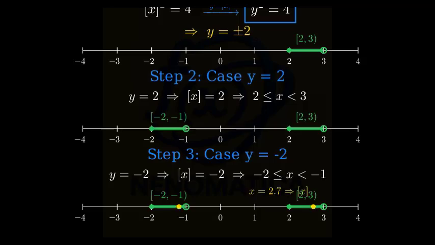If x equals 2.7, then its floor is 2 and the square is 4. If x equals negative 1.2, then its floor is negative 2 and the square is again 4. So both intervals work perfectly.